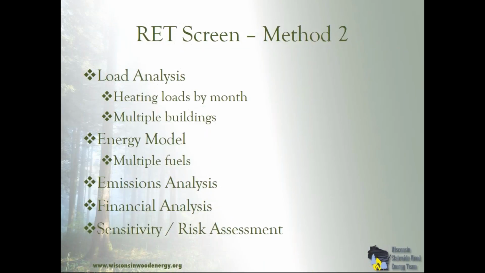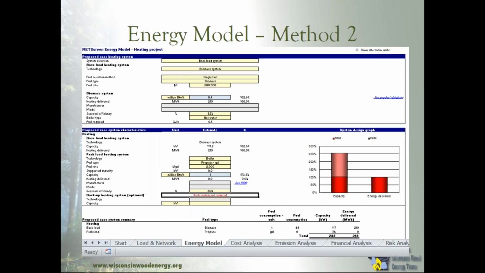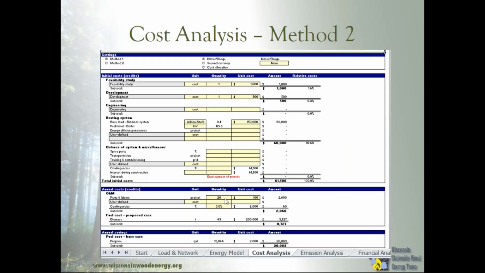But it's a nice tool. It can get a little more complex. There's two methods you can use on that: a load analysis and an energy analysis model. And they also have a sensitivity model. So this is the second type of model, load-based system. And basically you just go through and answer the questions, and it'll spit out results. And I think I've got a graph of the sensitivity.